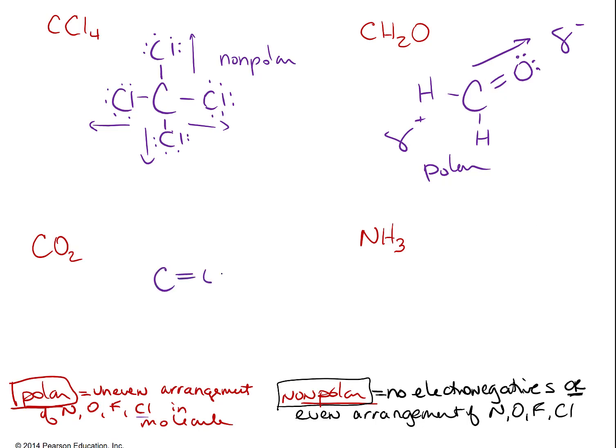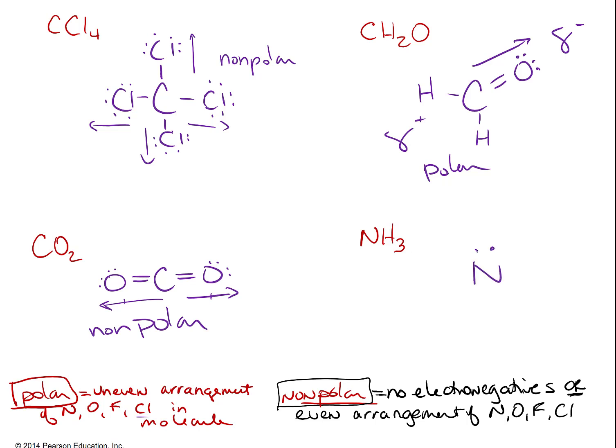Carbon dioxide, we just drew on the previous page. Remember that this is going to end up with a linear shape. So yes, electrons get pulled towards each oxygen because each one of them is electronegative, but do you see that they balance each other? So this is a nonpolar molecule.